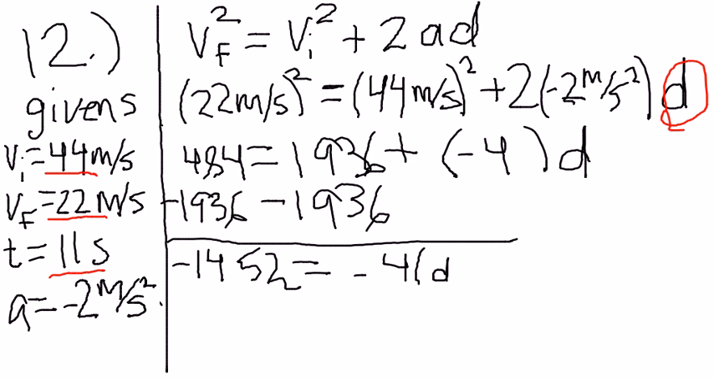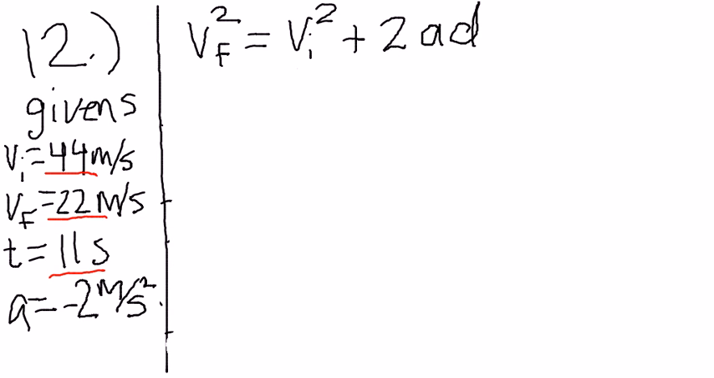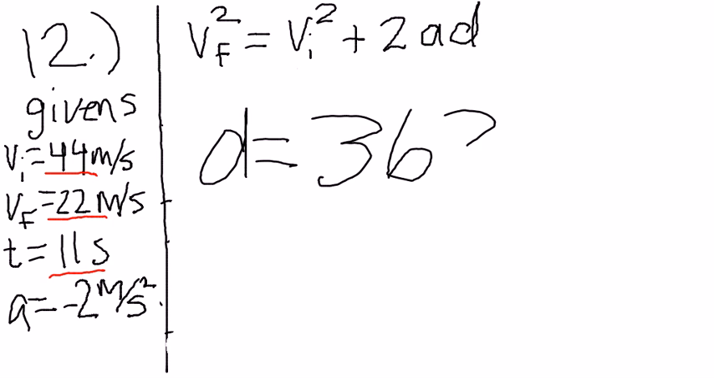And then divide both sides by negative 4, and then you finally get your displacement. After dividing both sides by negative 4, you get your answer, which is displacement equals 363 meters. So we're finally done, and that's pretty much all you have to do.